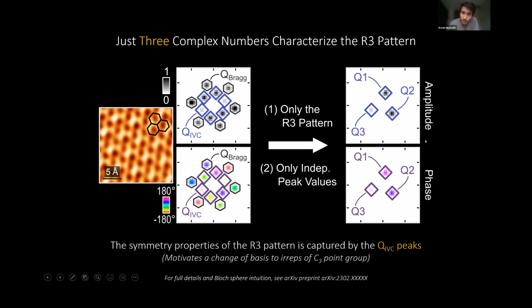So at this point, we may be enticed to just use each of these peaks as a local order parameter. We know that when there's no R3 pattern, there are no IVC peaks, and so all of these values will be 0. Once we have an R3 pattern, these peaks will turn on and take on non-zero complex values.